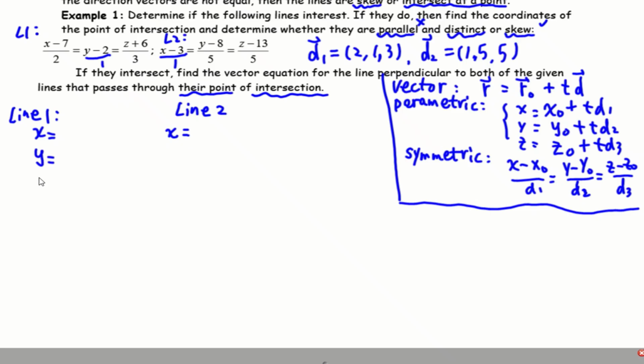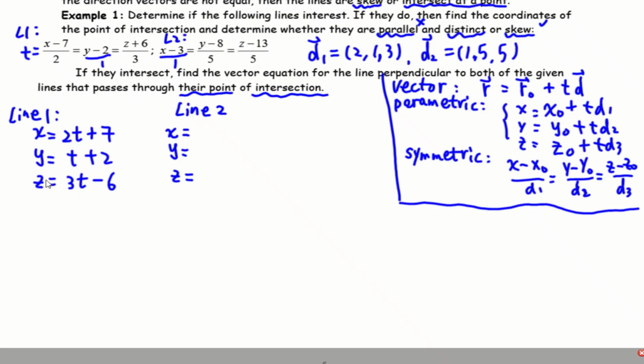So just write the x, y, z components out. Because we want to find the point of intersection, it means that at the point of intersection, the x, y, z are going to be the same because it's the same point. So x equals 2 times t plus 7, y equals 1t plus 2, and z equals 3t minus 6.